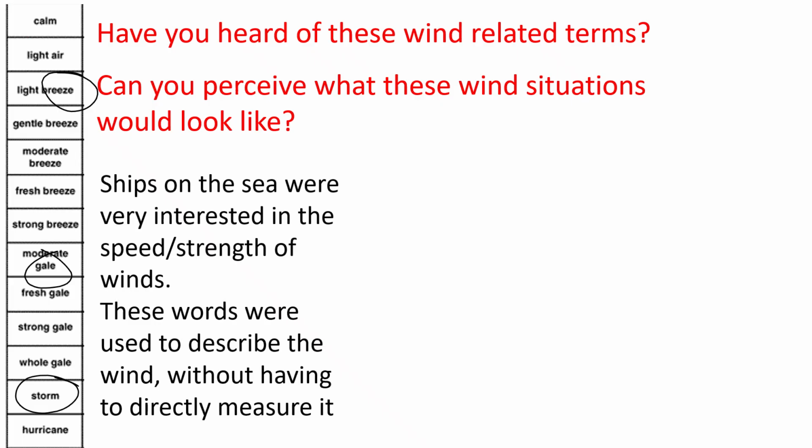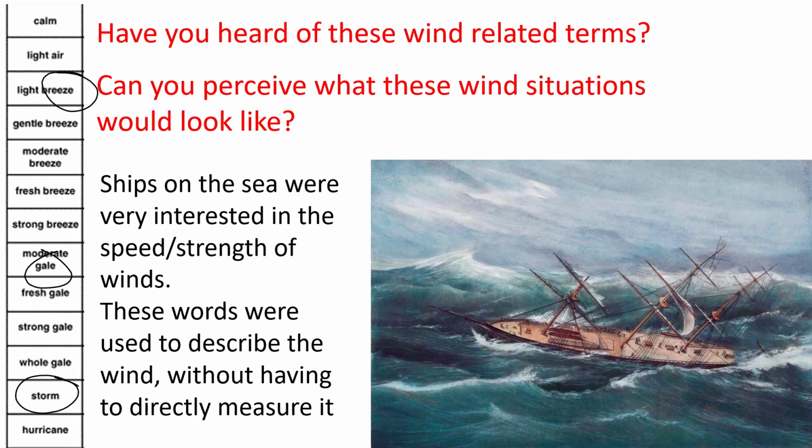Now, historically, ships on the sea were very interested in the speed and or the strength of the winds because they had to set their sails based on what the wind was going to be. They also had to predict the waves because remember, the waves are driven by the wind. So if you had calm air, you had calm seas. If you had a light breeze, then you've got a little bit more wave action out there. If you have a gale, a lot more wind blowing, then you're going to have a corresponding roughness of the seas. And these were all words that were primarily originally used by sailors to describe what the wind was without having to directly measure it.